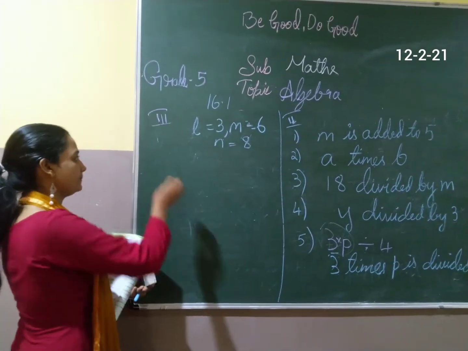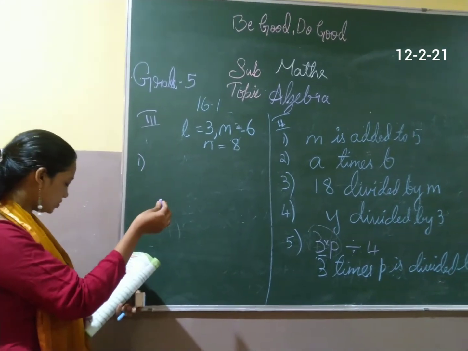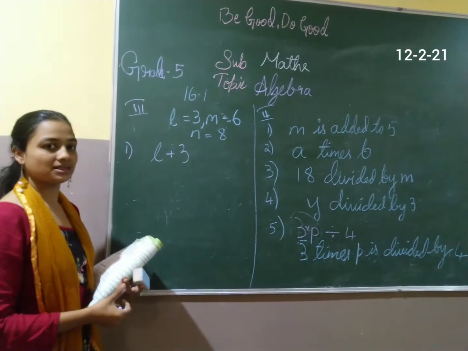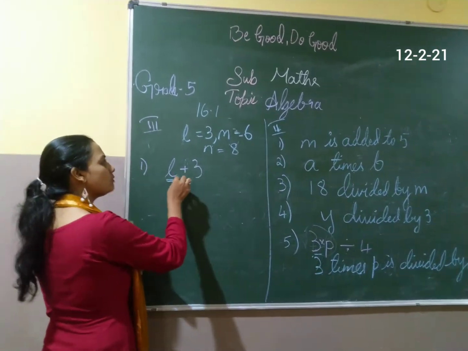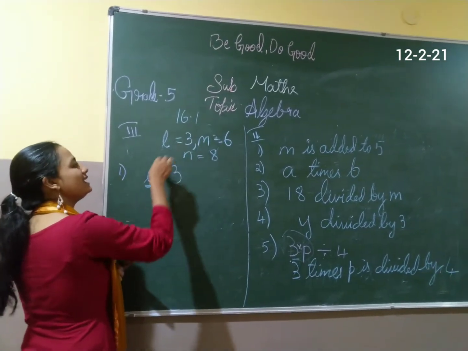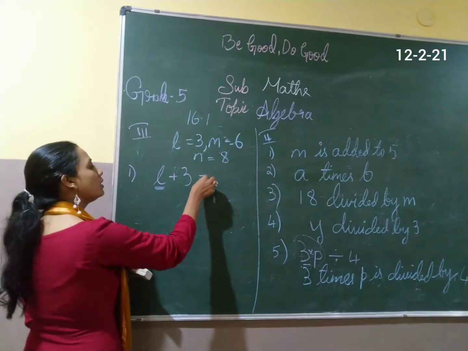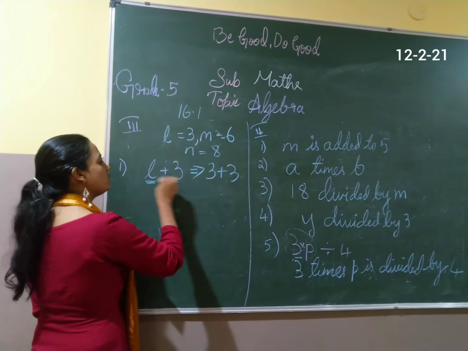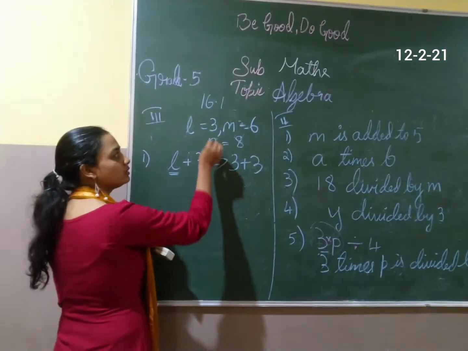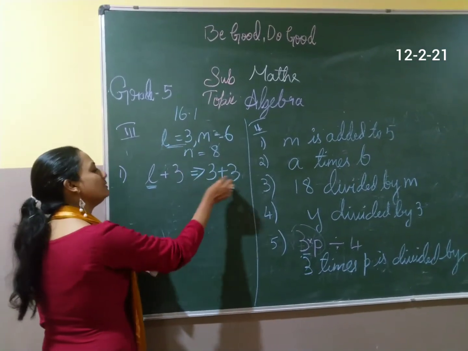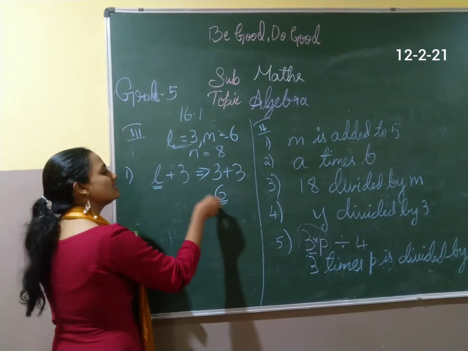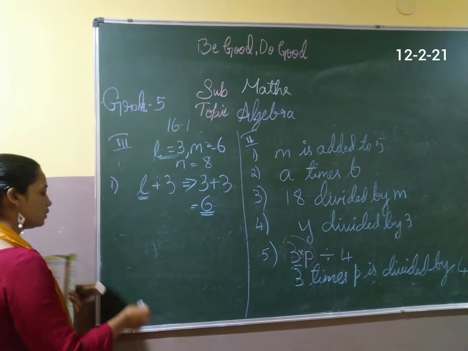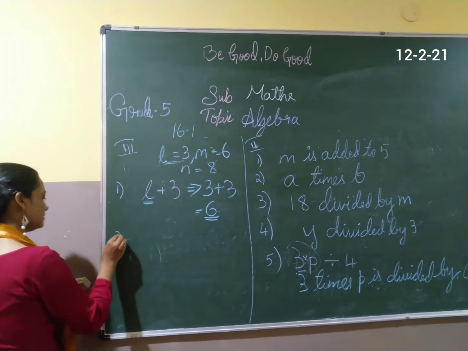You'll understand it better. First one, what is the question? L plus 3, right? So whenever you see L, what should you write? You should write 3 in the place of L. So what will this equation be? 3 plus 3, because L is equal to 3. You can see here. So 3 plus 3 is 6. The value of this expression is 6. Okay. So try the next one. Second one.